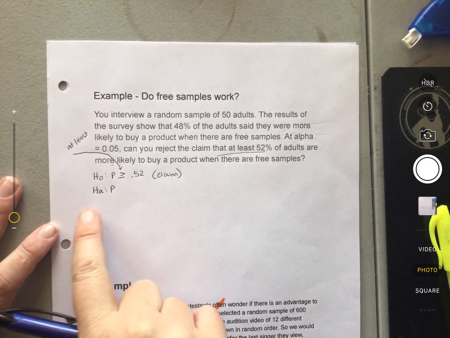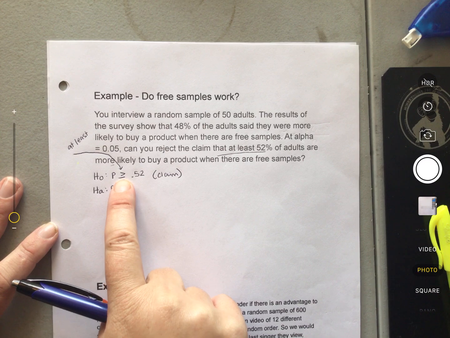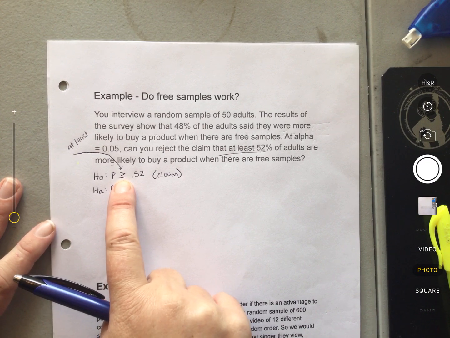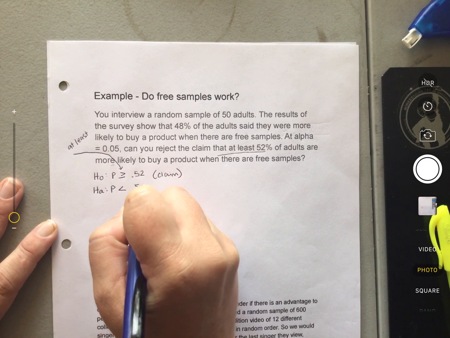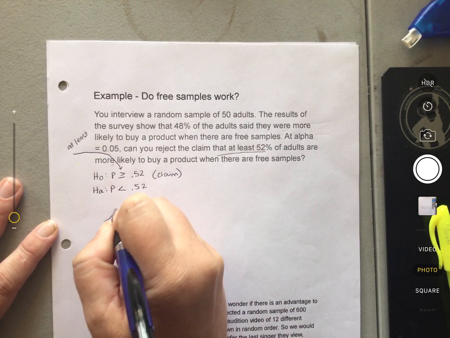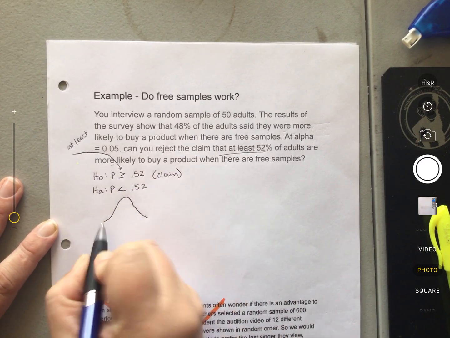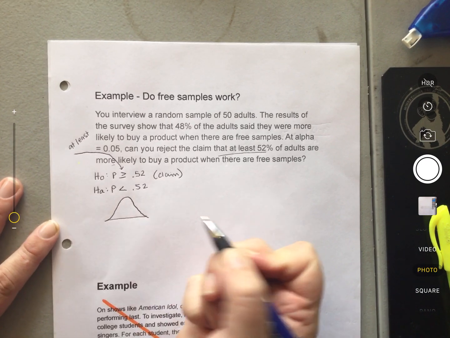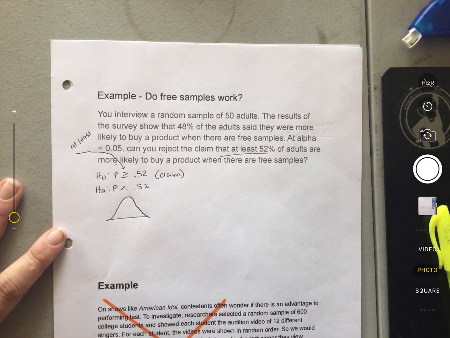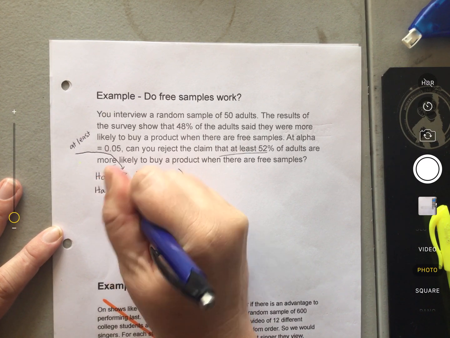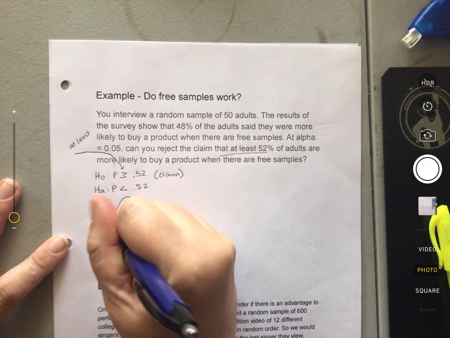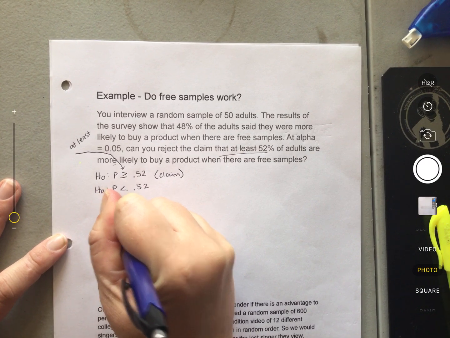The alternative hypothesis is just opposite of this. So what is opposite of greater than or equal to? It's less than 0.52. Remember that it is your alternative hypothesis which gives us what type of tailed test it is. So this is a left-tailed test because of this less than sign. And we are going to use z.